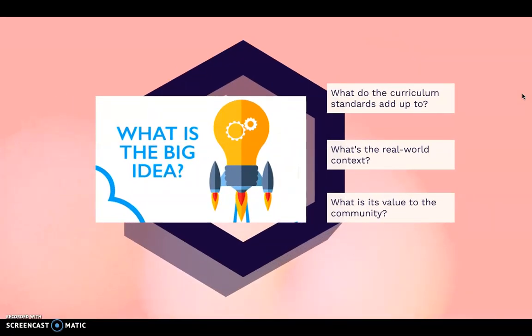Before we can do a project, we have to know what the big idea is, or what the most important thing to know is. We can do this by sketching our curriculum and the teaching guides. Then, we should ask ourselves, what do these standards add up to? The answer is the big idea. In thinking about the big idea, we also have to consider the real-world context and the value of the idea to the community. This is so that we can keep the students engaged.